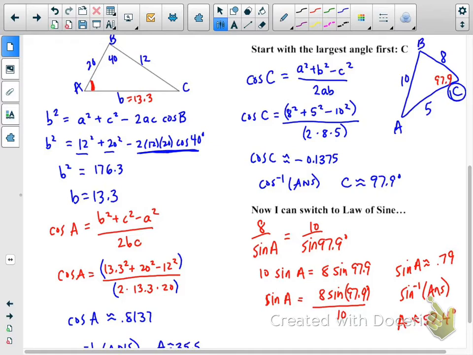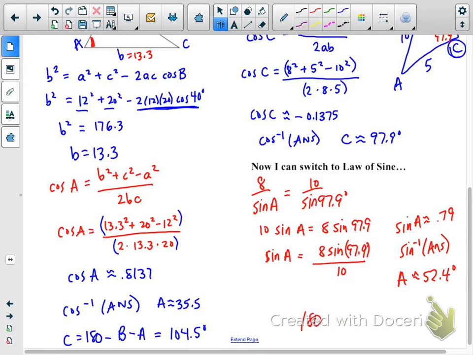Okay. Of course, now that I know that second angle, I can just subtract from 180 to find the third. So 180 minus C minus A will give me B. B is approximately 29.7 degrees.